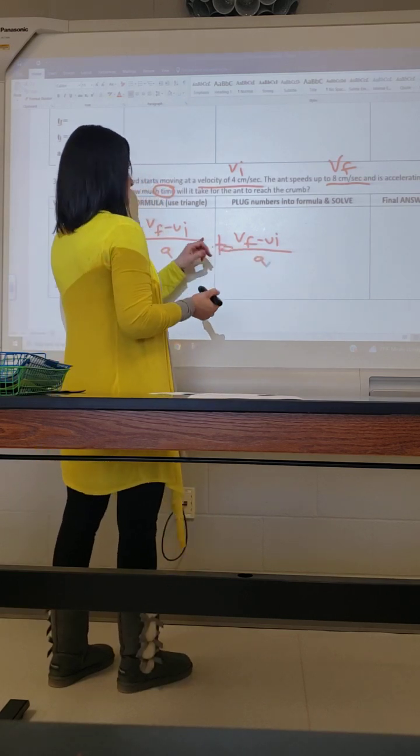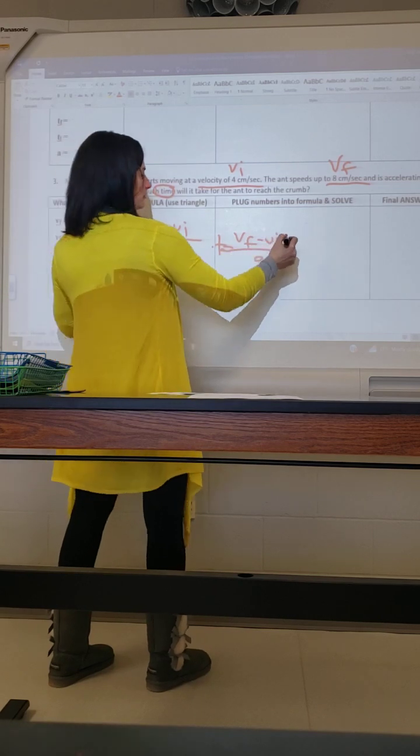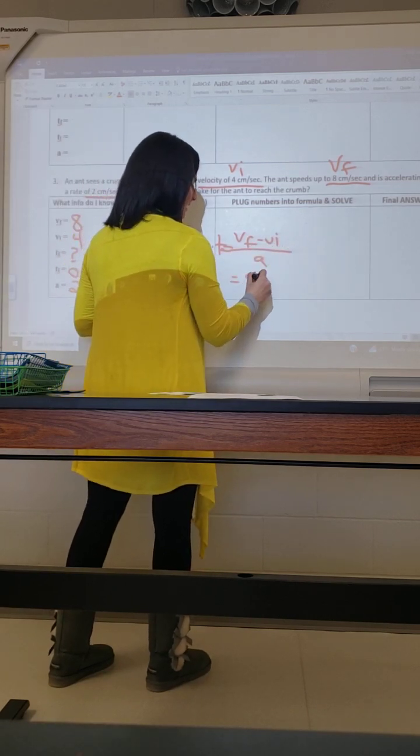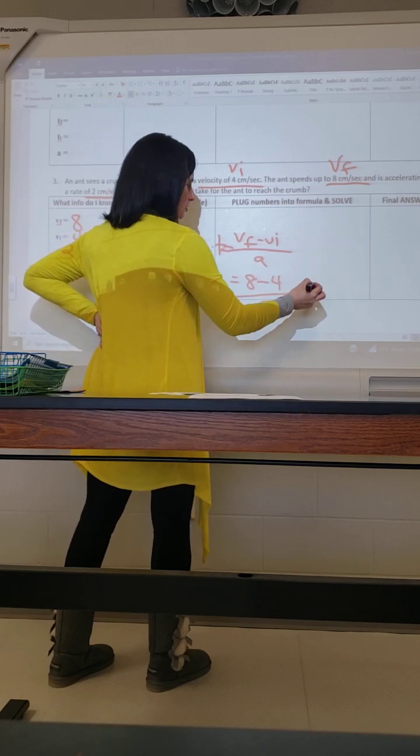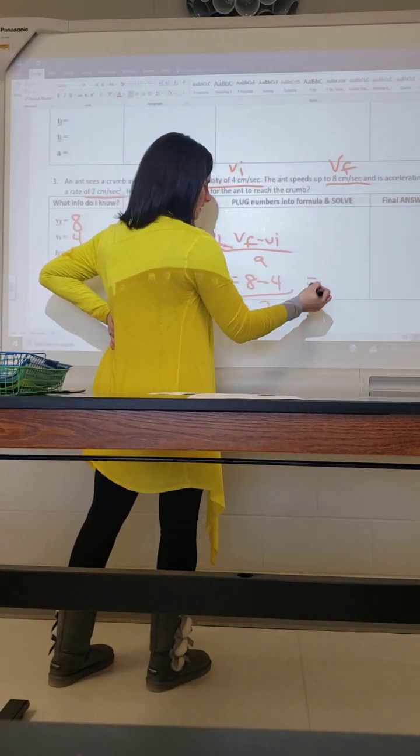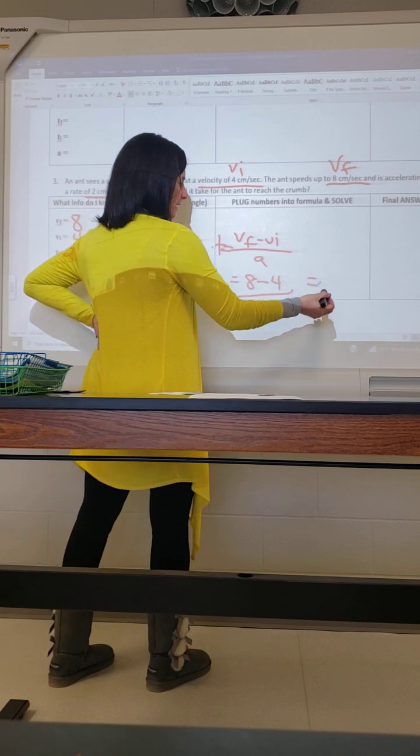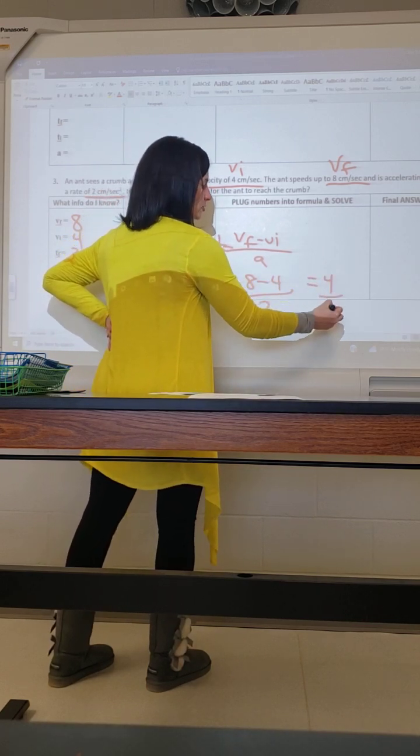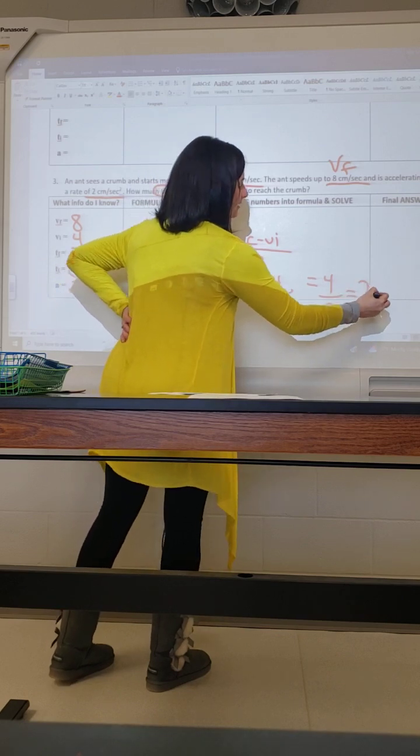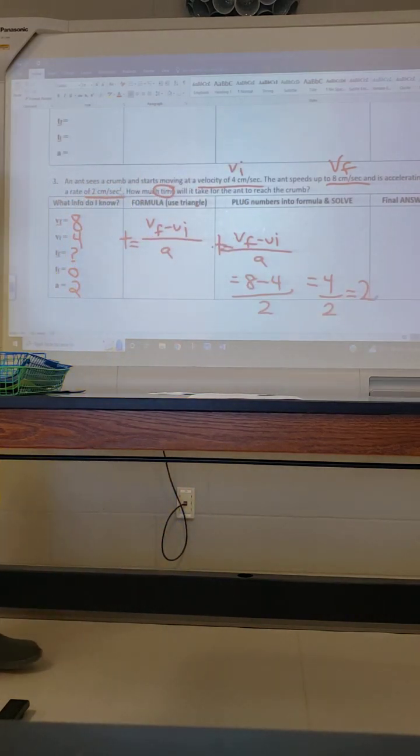All right, so now I just fill in my F, which is 8 minus 4. My acceleration was 2. And so if I kind of come over here, because I keep running out of room, what do we get? We get 4. 8 minus 4 is 4 over 2. And that gives me a time of 2.